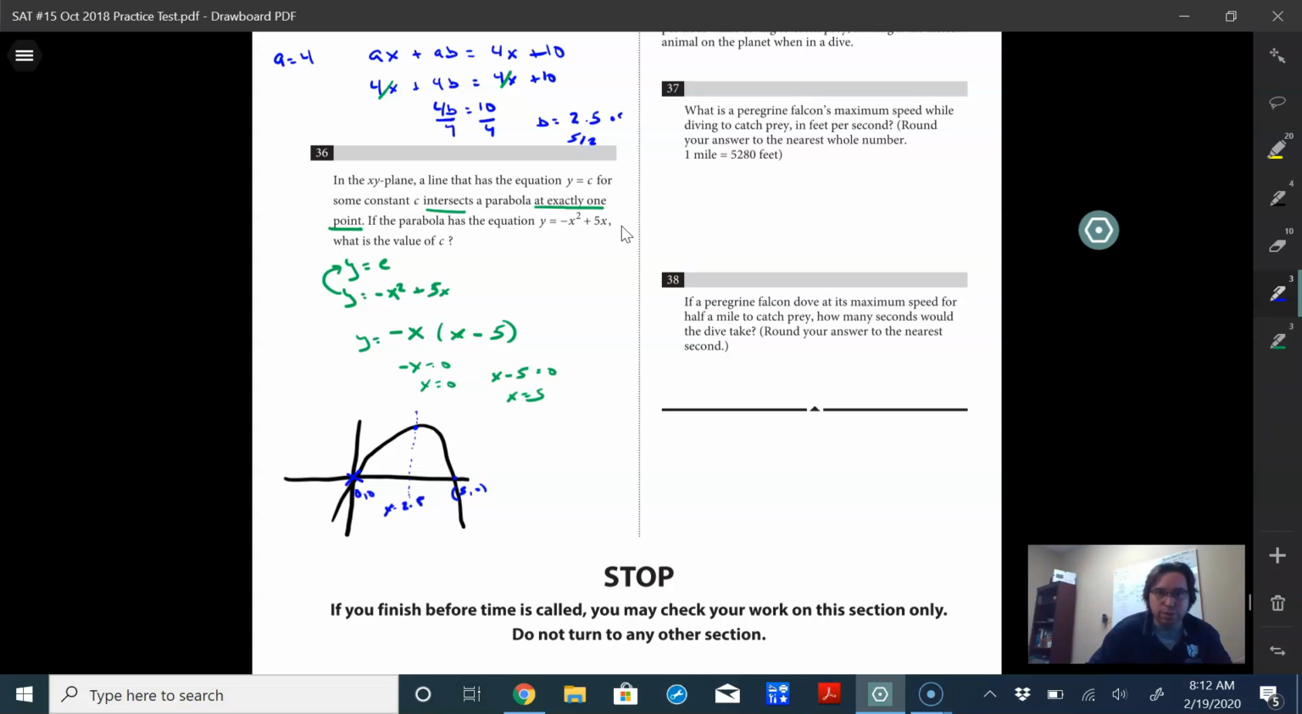I know this isn't drawn that well, but what we can do is take this 2.5 and stick it back into this equation, which gives us the y. We know that the other line coming through, y equals c, is going to come right through the vertex of this parabola, because it says it touches once. The point is that we're touching the max of the parabola. So we could put that into your calculator.